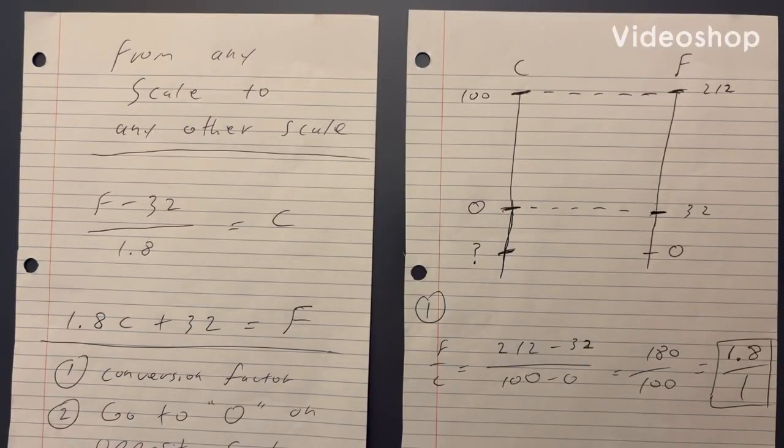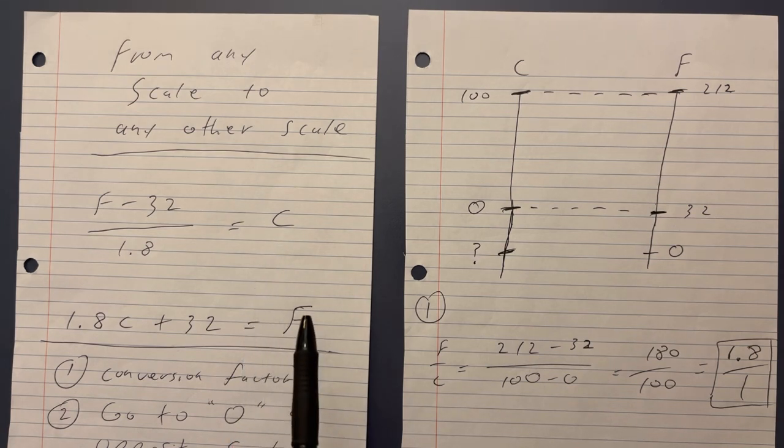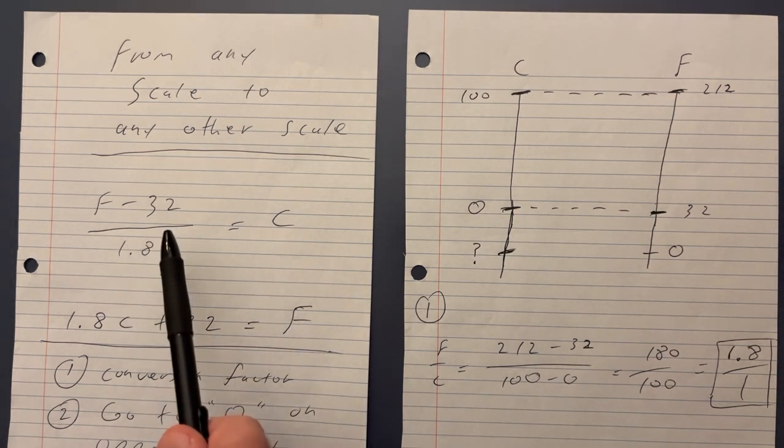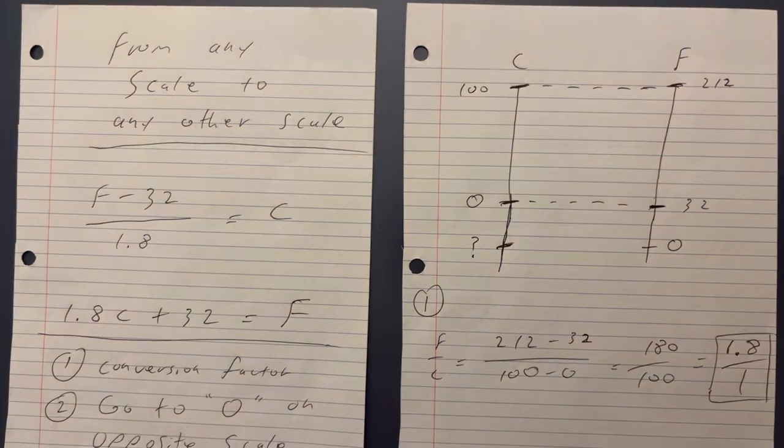This is how to convert from any scale to any other scale, using Celsius and Fahrenheit for an example. First off, notice the equations aren't symmetric when you convert from Fahrenheit to Celsius compared to Celsius to Fahrenheit. Fahrenheit subtracts a number first, Celsius multiplies by a number first.